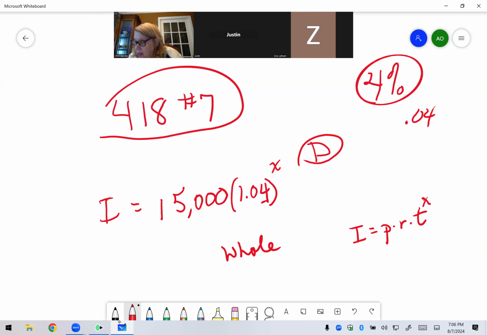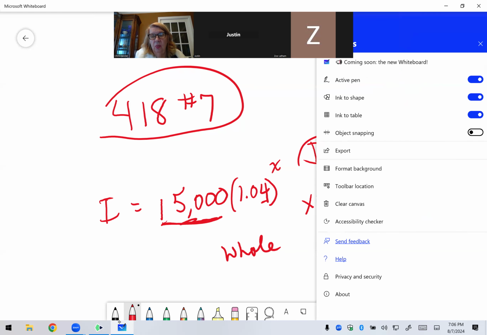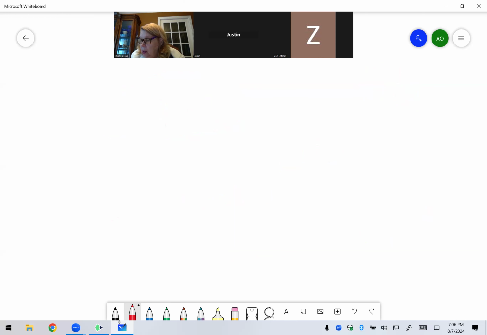Good. We're gonna try a couple more of these. And you can always check year 0 and you have to get the 15,000 back. So you instantly know it can't be A or B. If you put 0 in there, you just get 15,000 back, because a number to the 0 power is 1. So if you just put 0 years, you get the principal. Okay, let's try a couple more of these. We'll do these more next week. Another one. That was on 418. So let's go to 420, number 14.